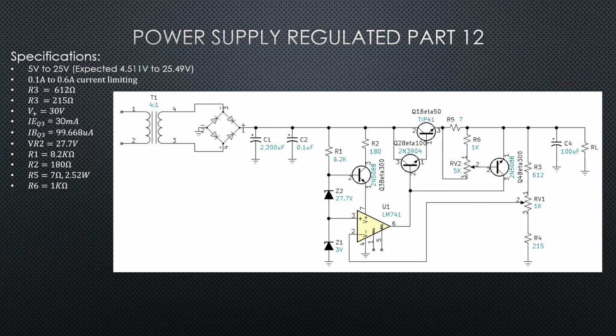Okay, so here is our final schematic with variable current limiting. We can limit our current all the way from 0.1 amps to 0.6 amps.